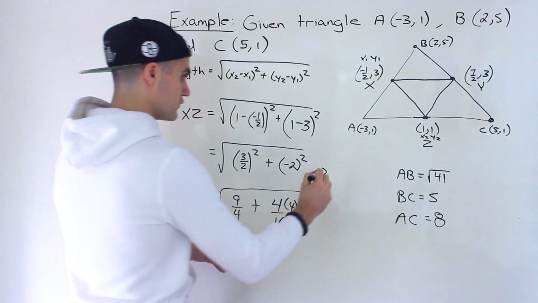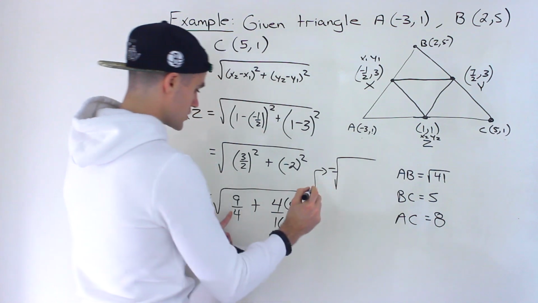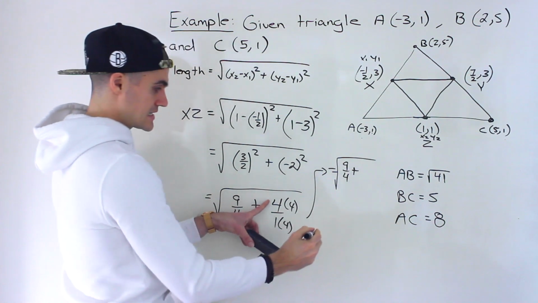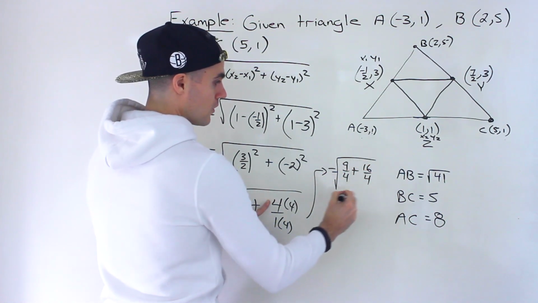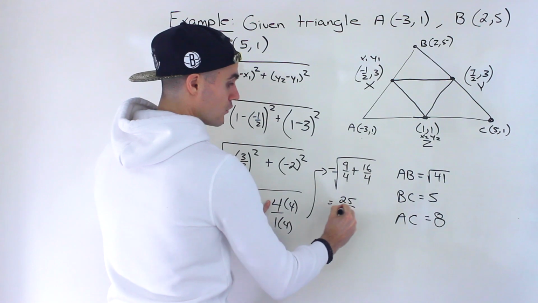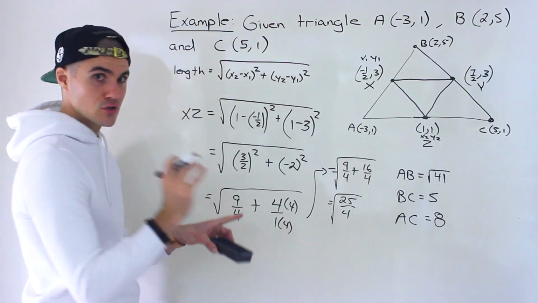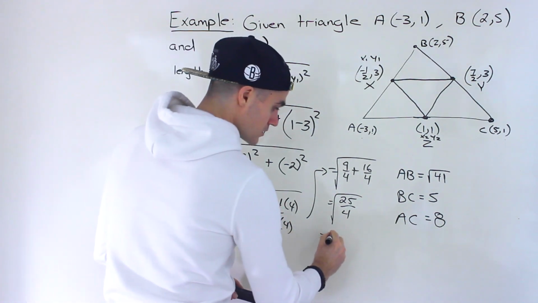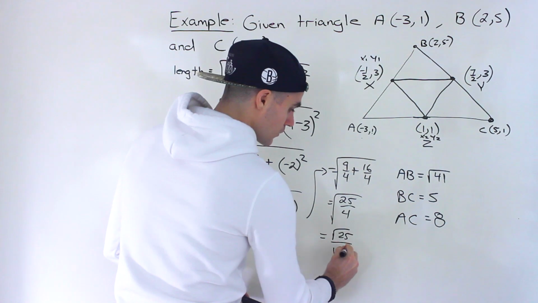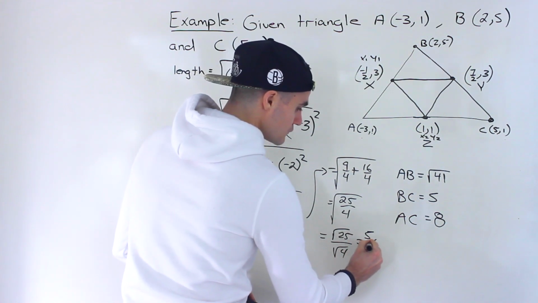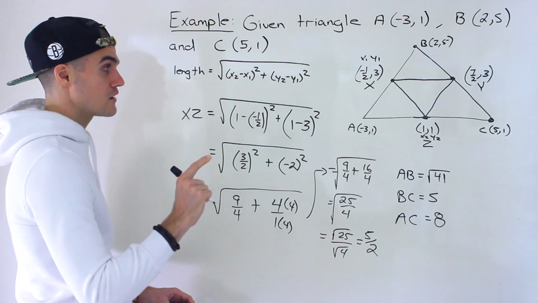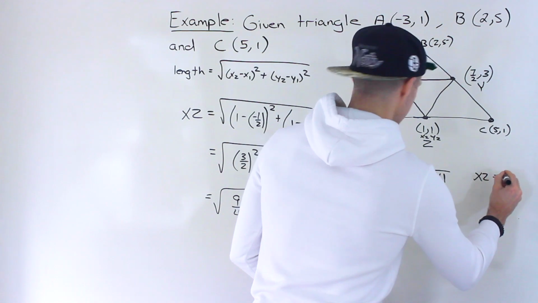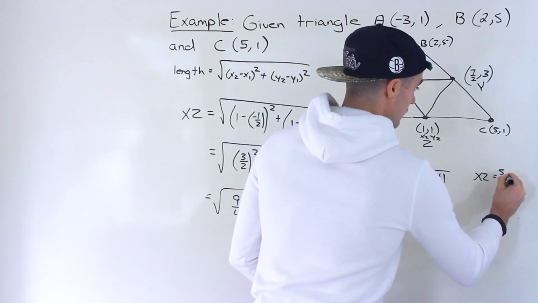So continuing to simplify this, be careful with the fractions here. We'll have 9 over 4 plus 16 over 4, which would give us 25 over 4. That's going to be square rooted. And then if you're square rooting a fraction, the whole fraction, you could square root the numerator and then the denominator. So we could square root the 25, square root the 4. What do we end up with? 5 over 2, or 2.5. So that's the length of xz. It's going to be 5 over 2.